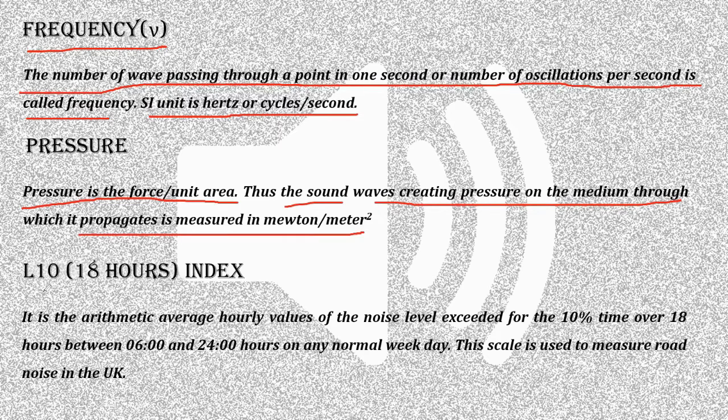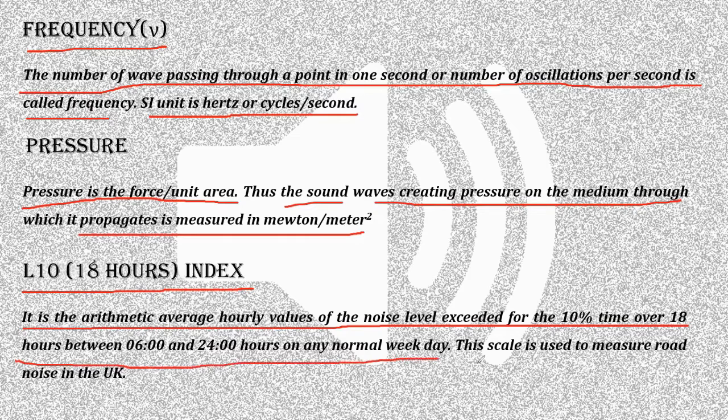Now here comes the L10 index, or the 18-hour index. What is the meaning of this? It is basically the arithmetic average of the hourly values of the noise level exceeded for 10% of the time over 18 hours, between 6 and 24 hours of any normal weekday. This scale is used to measure road noise in the UK.